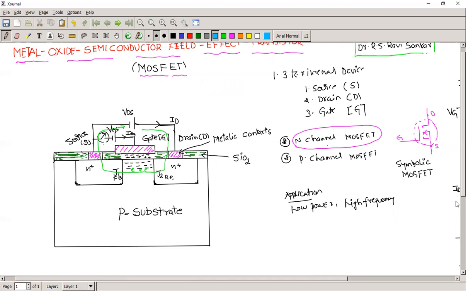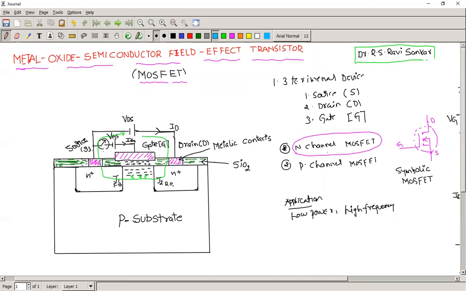Thank you very much for your attention on this lecture. That is the metal oxide semiconductor field effect transistor. Keep in mind, it is a voltage controlled device. One more thing is, it is a power electronic device.